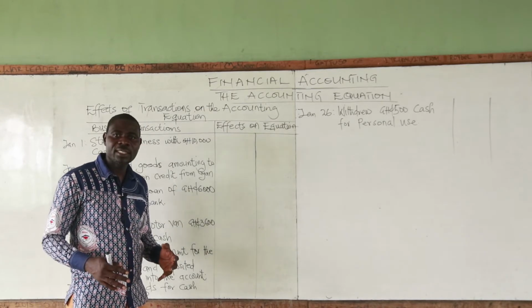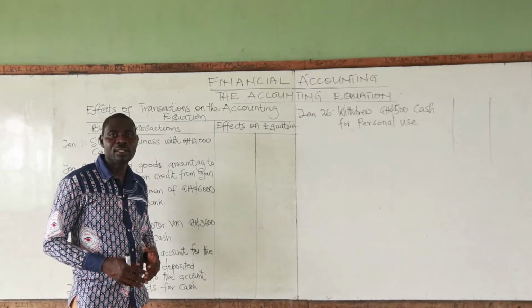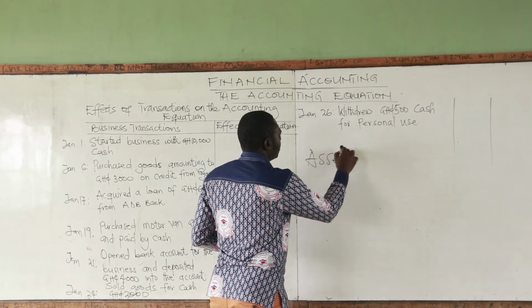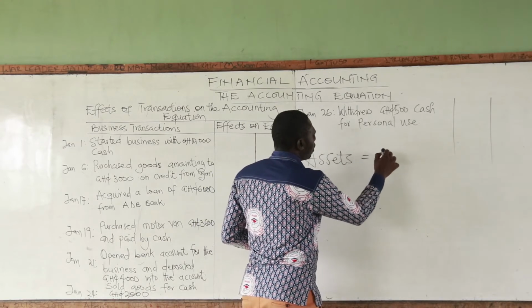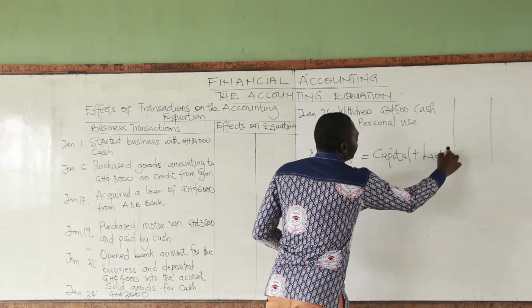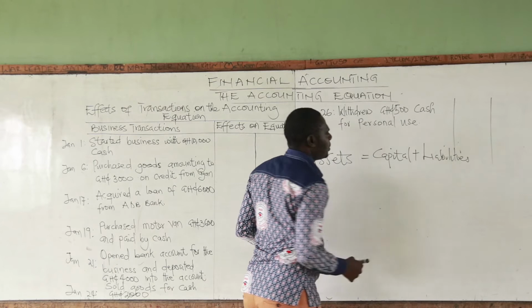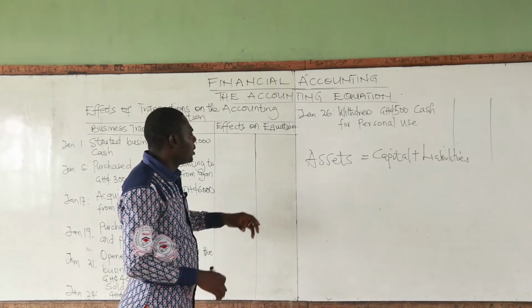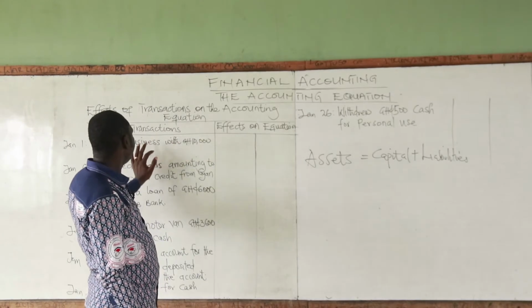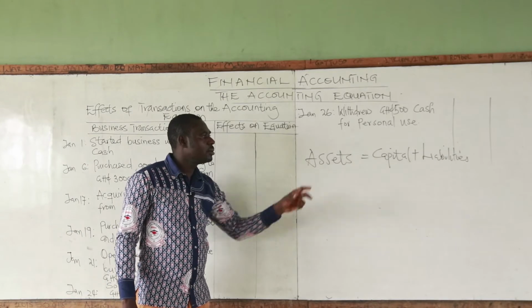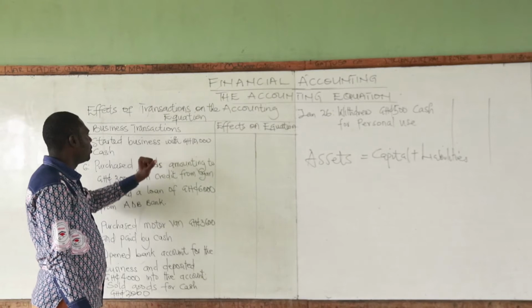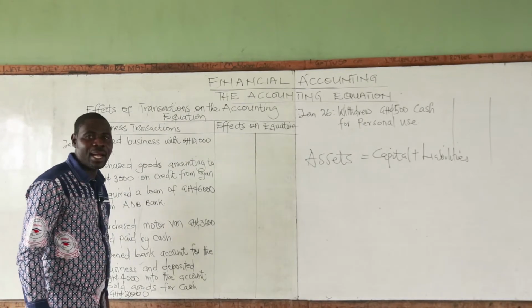Do not forget, we have said that with the accounting equation, assets equal capital plus liabilities. So we are going to look at these three elements, the effect of business transactions on these three elements. If we look at the first one, started business with 10,000 Ghana cedis cash.